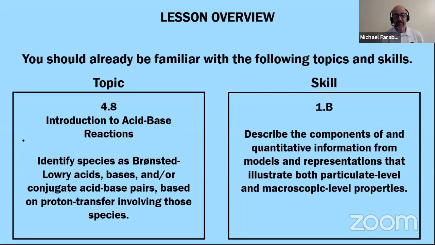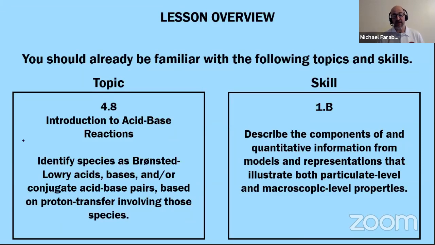So from Unit 4, which is on chemical reactions, topic 4.8 is an introduction to acid-base reactions. So today we'll talk about how to identify a Bronsted-Lowry acid and base. We'll talk about conjugate acid-base pairs and proton transfer in an acid-base reaction. The appropriate science practice or skill: describe the components of and quantitative information from models and representations that illustrate both particulate level and macroscopic level properties.